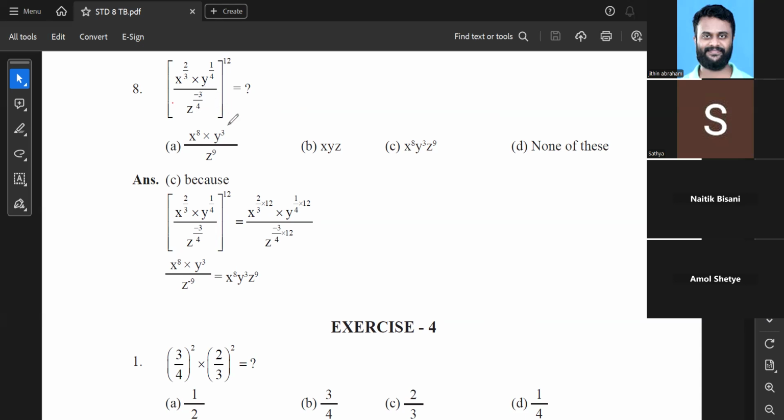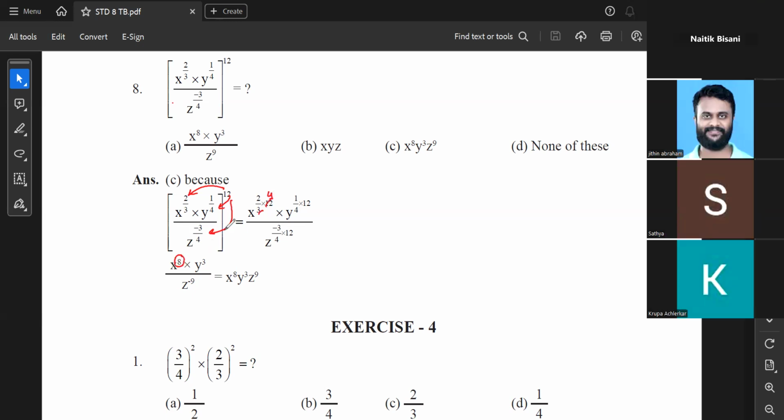Okay, very simple. Now here what they have done, I'll tell you. What they have done is basically the whole thing is raised to 12, right? So first of all, this 12 they are going to distribute to everyone. Because as you know, even if it is multiplication or division, if there is a common index, it should be distributed to each and every one. So for the first one, they got 2 divided by 3 multiplied by 12. When they get cancelled, you'll get 4. 2 into 4, it's 8. And hence they have written x raised to 8 over here.